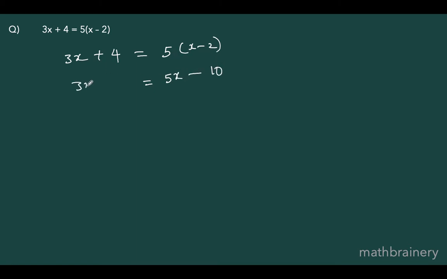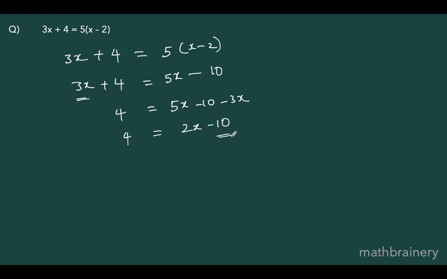So you have 3x plus 4 is equal to 5x minus 10. Let's now transpose this 3x to the right hand side. You get 4 is equal to 5x minus 10 minus 3x. What is 5x minus 3x? It is 2x minus 10 is equal to 4.